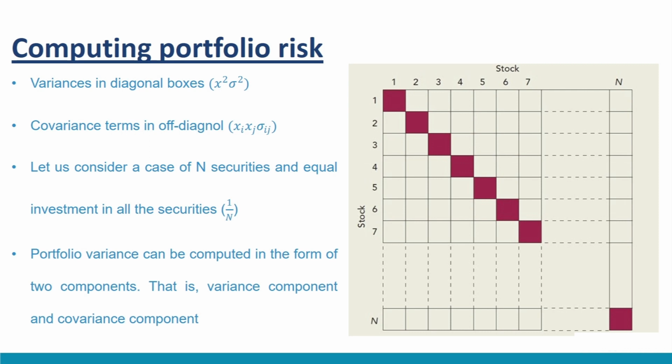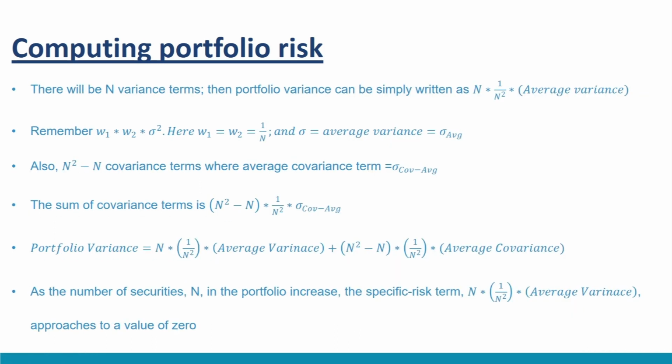On a more practical note, when we are adding securities to a portfolio, chances are that investments will not be extreme on either side, up or down. That is, one would invest amounts closer to average, that is 1 upon n fraction of the proportion. Taking this more realistic assumption, portfolio variance can be computed in the form of two components, that is variance component and covariance component. Thus, there will be n variance terms. Let us represent the variance of these terms as an average variance measure. Then portfolio variance can be simply written as n into 1 upon n square into average variance.